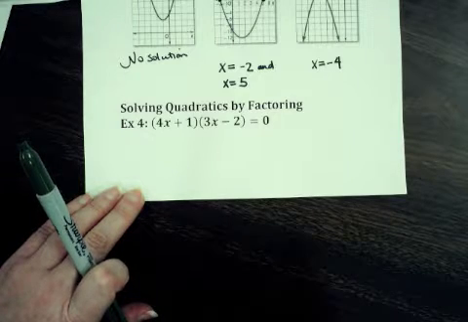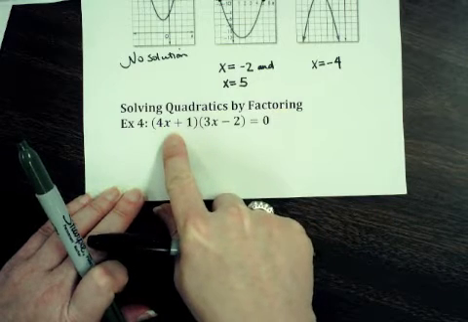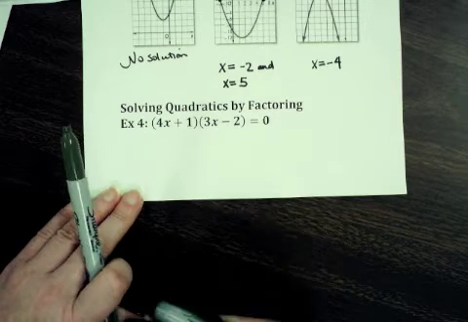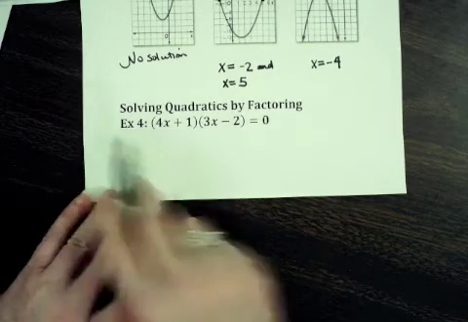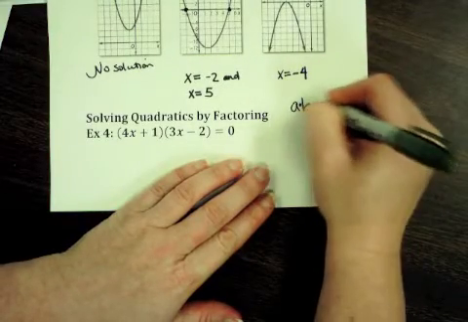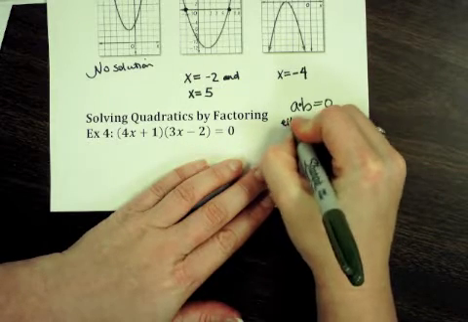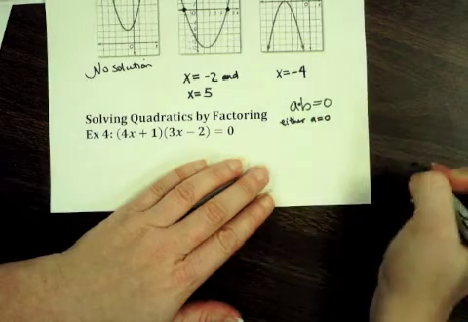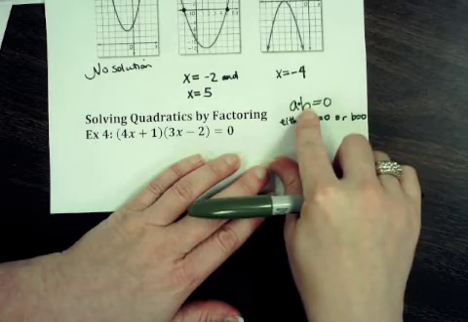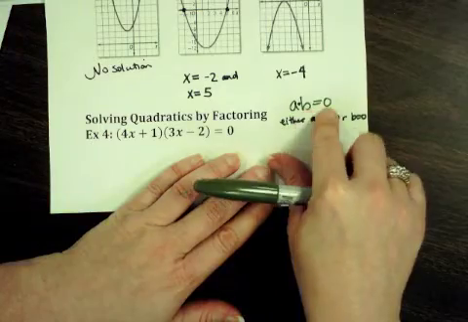Alright, example 4 starts out and we're going to solve quadratics by factoring. Notice that example 4 has already been factored. This is our very easiest. So all we do is we say, this is called the zero product property. It says if you have two numbers, a and b, and you multiply them to get 0, that means either a is 0, or b is 0, or they're both 0. That's the only way you can get 0 out of a product, is if one is 0, the other is 0, or they're both 0.